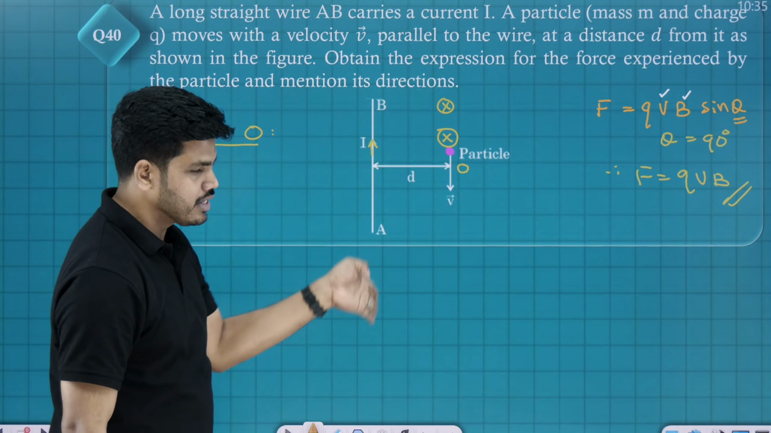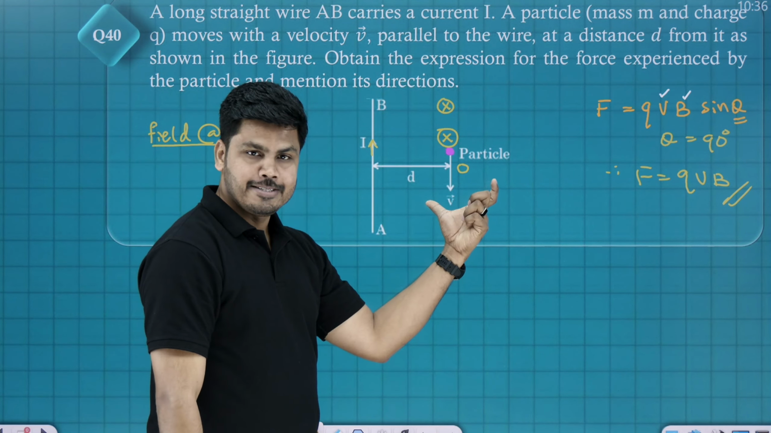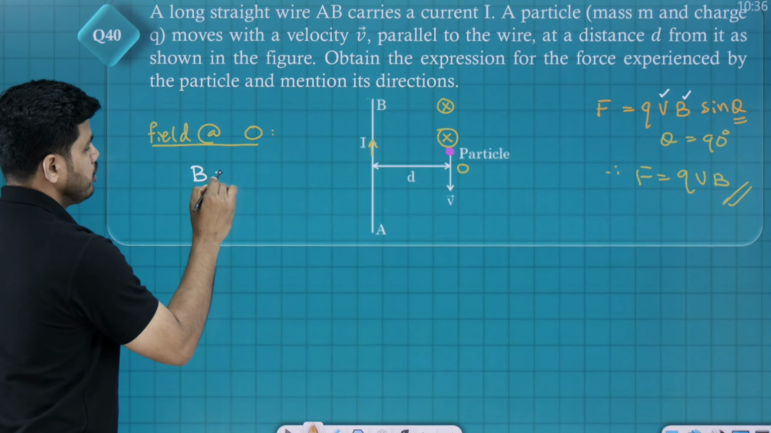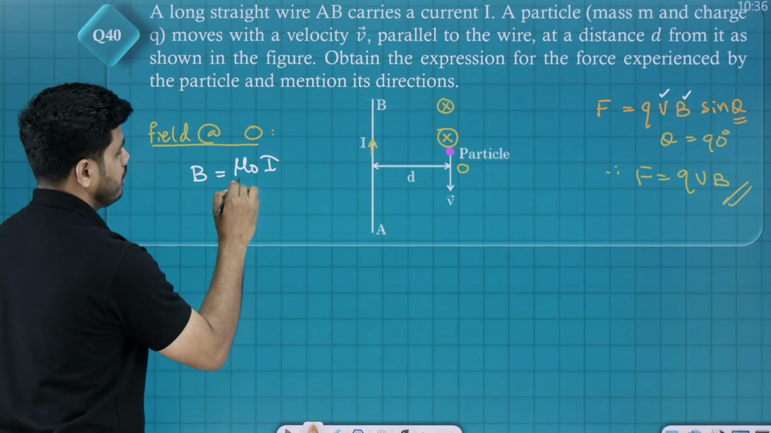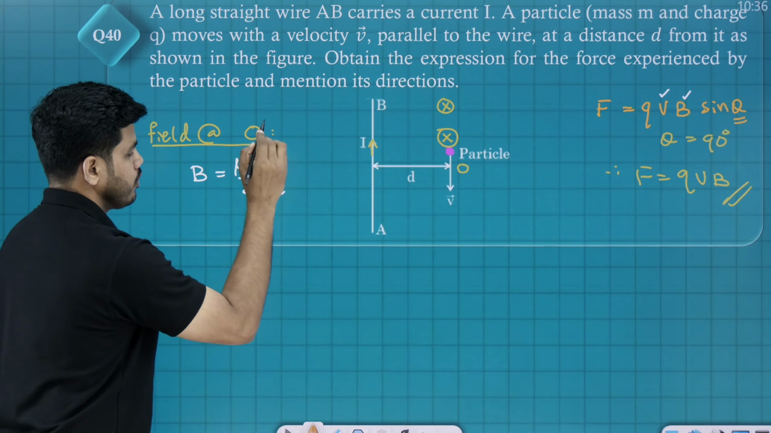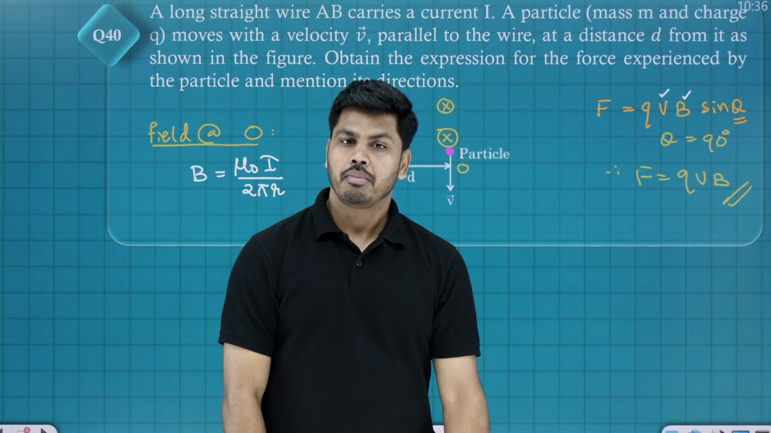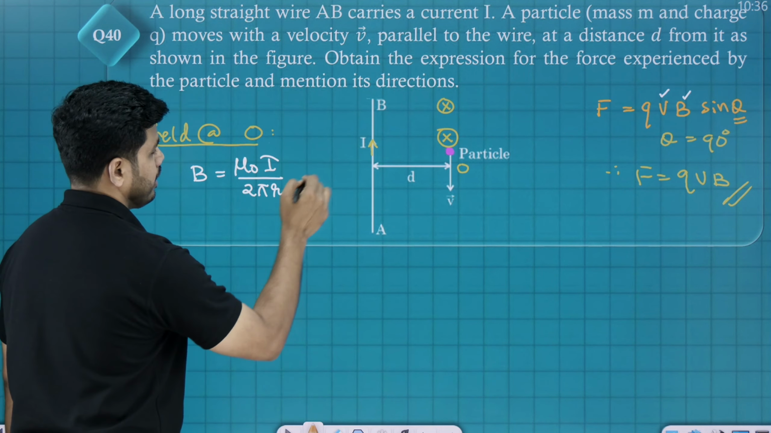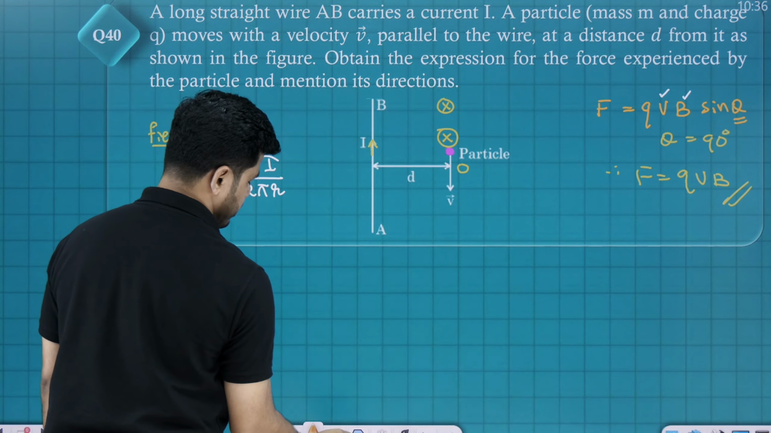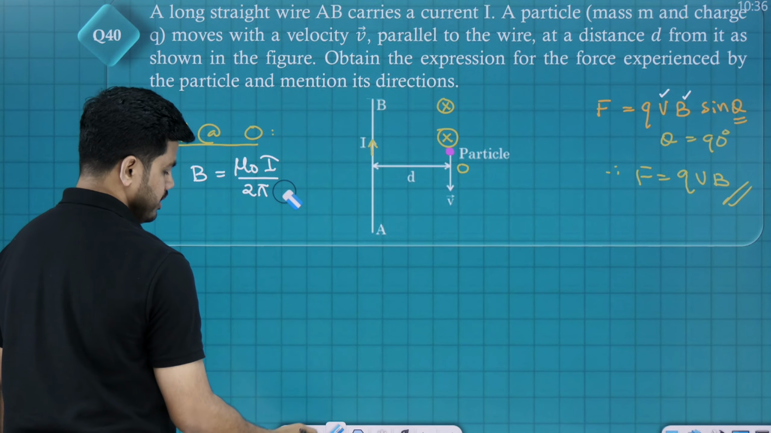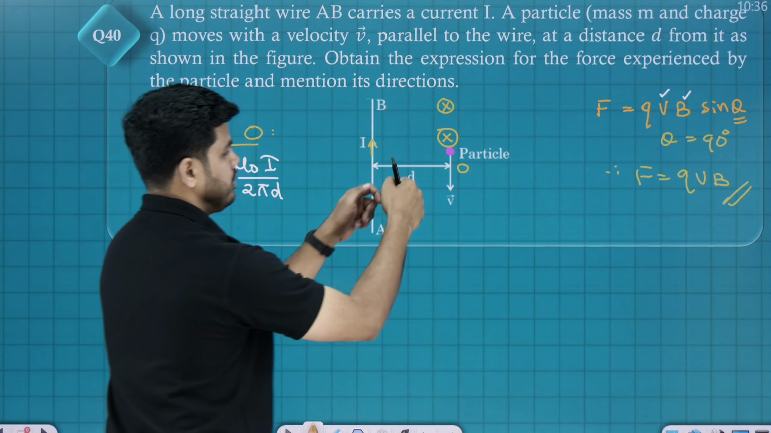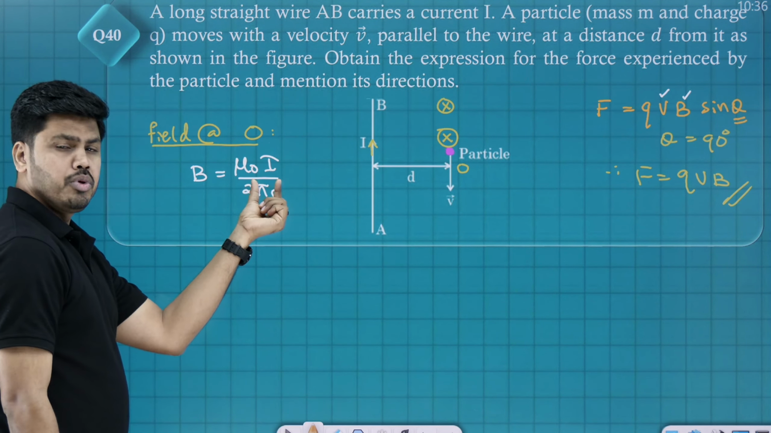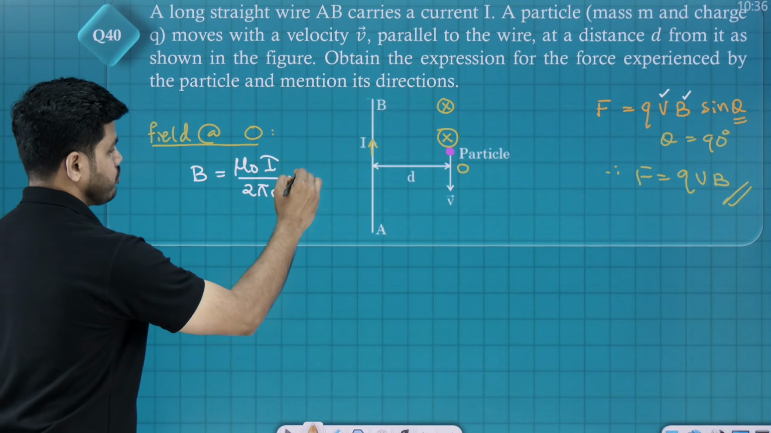We know for a long straight conductor, the magnetic field at a distance is B equal to mu naught I divided by 2 pi r. This is the equation, an application of the Biot-Savart law, which we discussed for a long straight conductor. But the distance given here is not r, it is just d, the perpendicular distance from the wire to the point. So mu naught I divided by 2 pi d is the magnetic field.